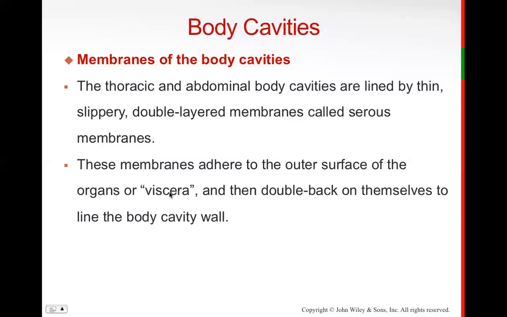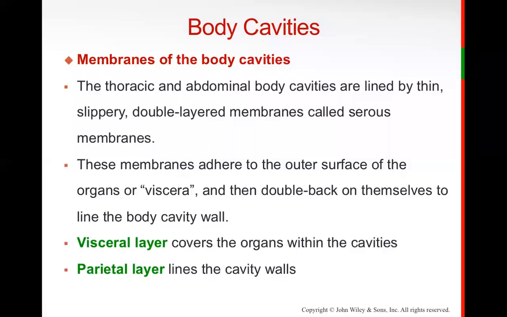Okay, so these have two layers, and this is where this visceral and parietal comes into play. So the layer of the membrane that is attached to the organ proper is called the visceral membrane, and the layer that touches the cavity wall is referred to as the parietal layer, all right? And these are continuous, all right?